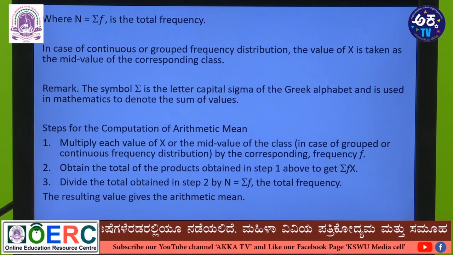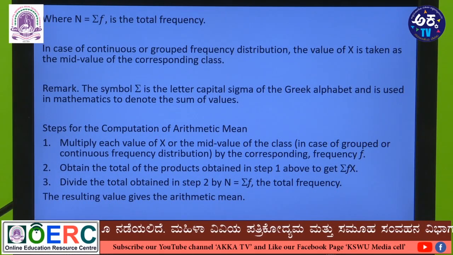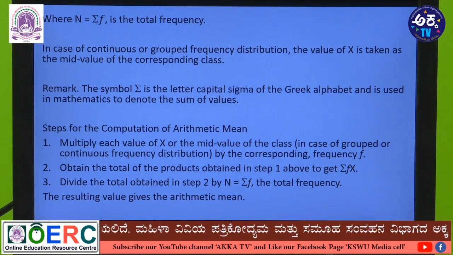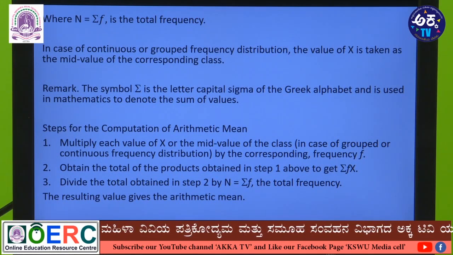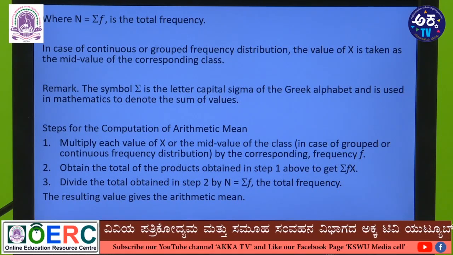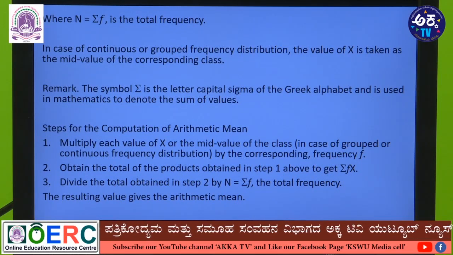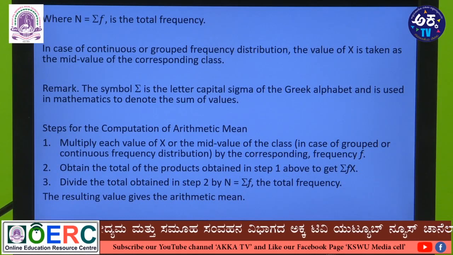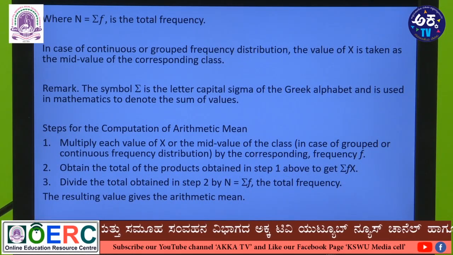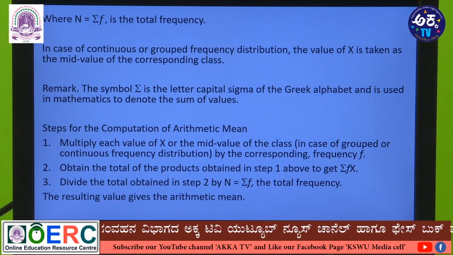Friends, in case of continuous or grouped frequency distribution, the value of x is taken as the mid value of the corresponding classes, and then the arithmetic mean is calculated. And just to inform you, the symbol sigma is the capital letter sigma of the Greek alphabet and is used to represent the sum of the observations mathematically.